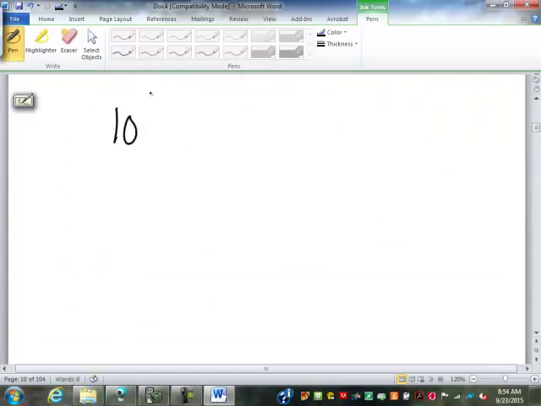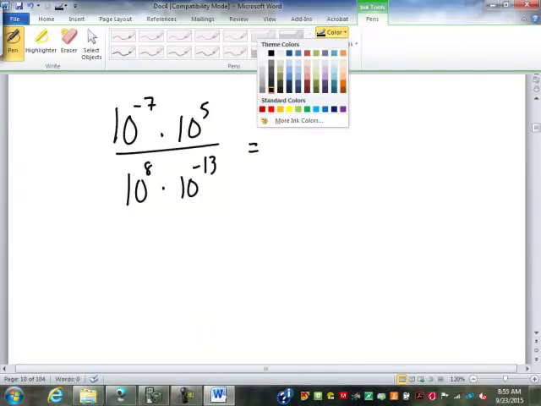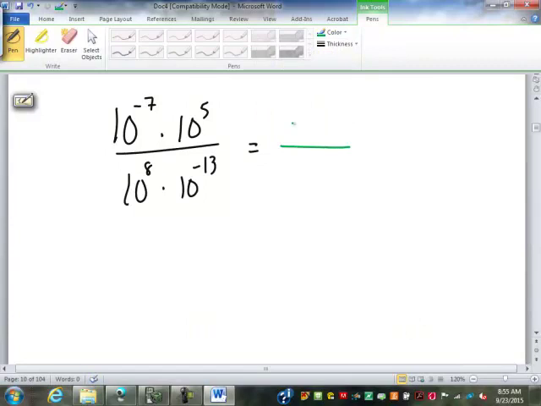I'm going to have you try one in your notes. Try that one quick, see what you come up with. Okay, so on top, 10 to the negative 7th times 10 to the 5th is 10 to the... Are we adding or subtracting there? Adding. We're multiplying, so we add powers. Negative 7 plus 5 is negative 2.